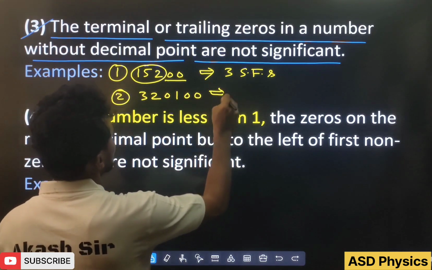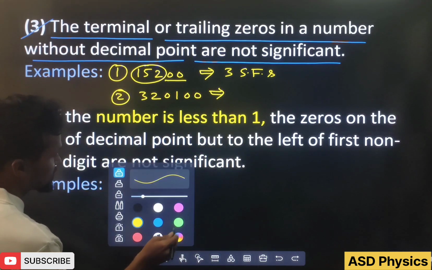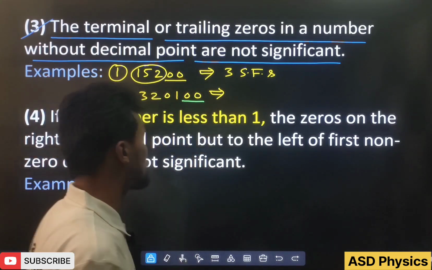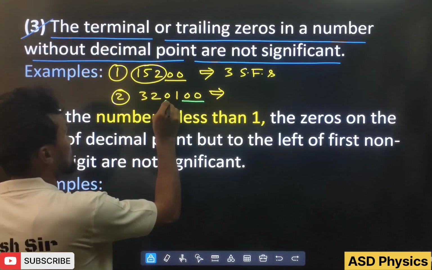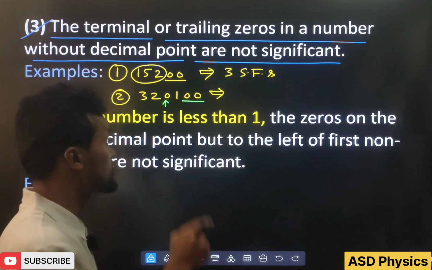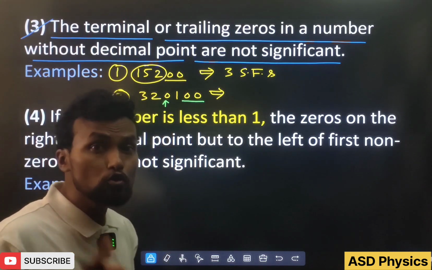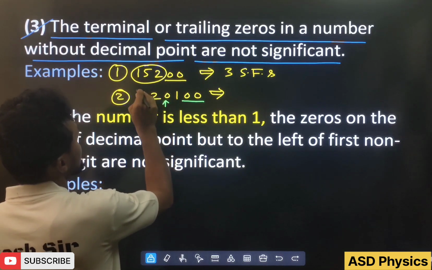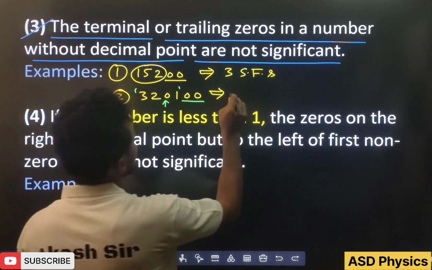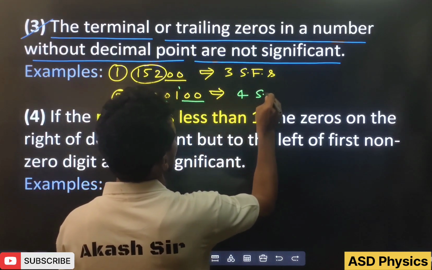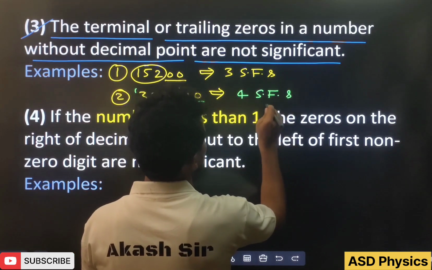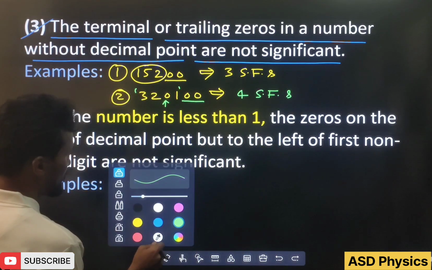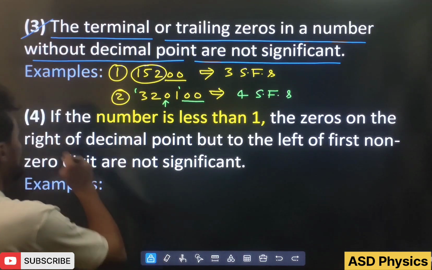320100. Kindly see and tell me how many significant figures are there. Again, these zeros are not significant, but this zero is significant. Why? Because this zero is coming between two non-zero digits. So here how many significant figures are there? You can see very well, these are the significant figures. So here, students, 4 significant figures are there. I hope you have understood very well. Now after that, students, let's go for the fourth rule.